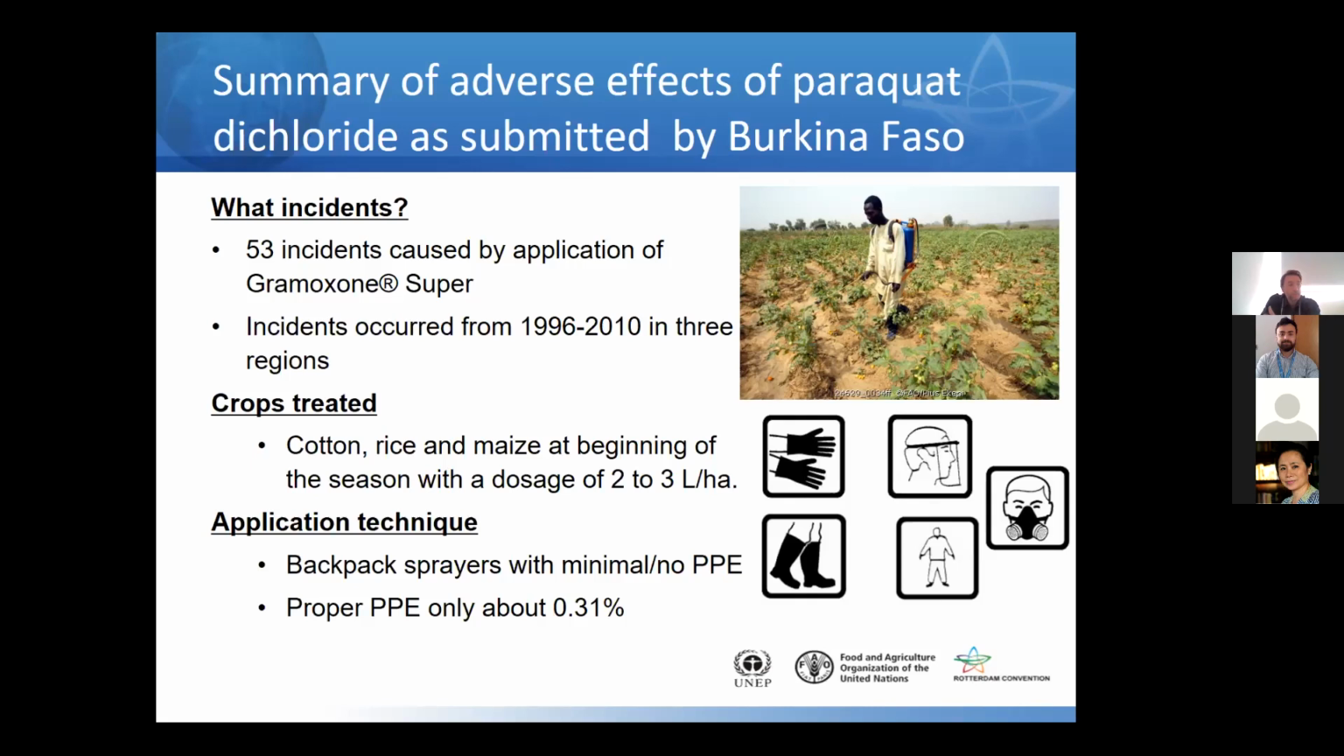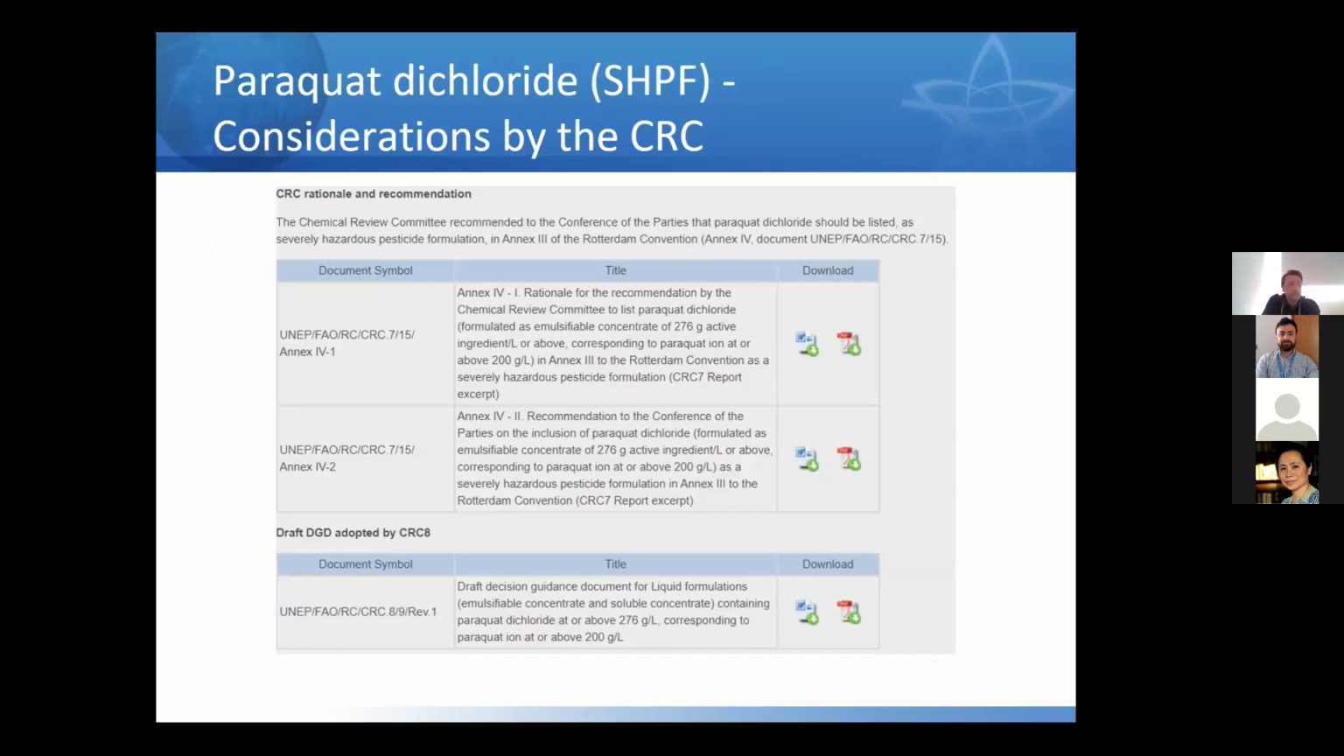In the incident report that you can see yourself and download, you can notice that various adverse effects were reported, like headache, excessive sweating, itching, skin burn, rashes and sores, fever, dizziness, bone pain, fainting, breathing problems, etc. And this was the basis for the CRC to recommend to the Conference of the Parties, in accordance with Annex 4, Part 3 of the convention text, that this severely hazardous pesticide formulation should be listed in Annex 3.